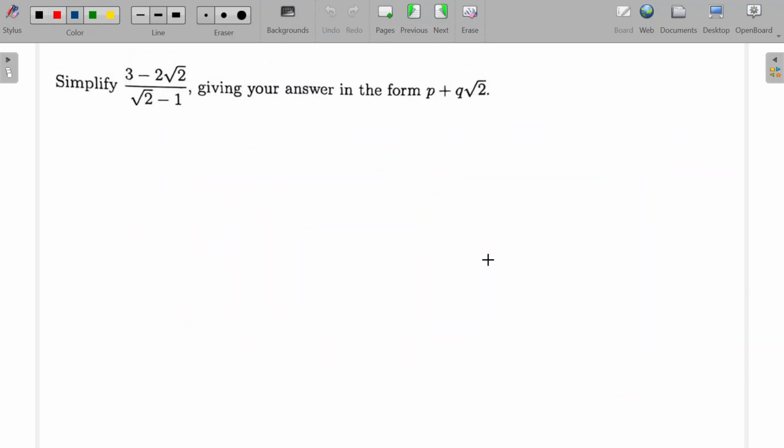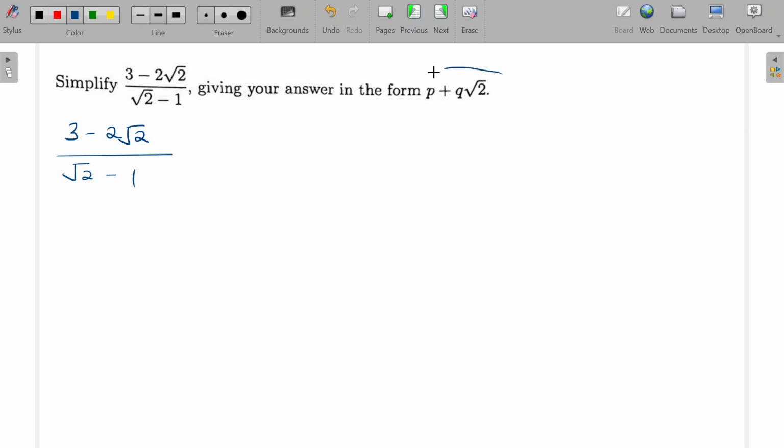All right, so now let us solve another question. This question is telling us: simplify 3 minus 2 square root of 2 over square root of 2 minus 1, giving your answer in the form p plus q square root of 2. So here you have this question: 3 minus 2 square root of 2 over the square root of 2 minus 1. That is what you have.